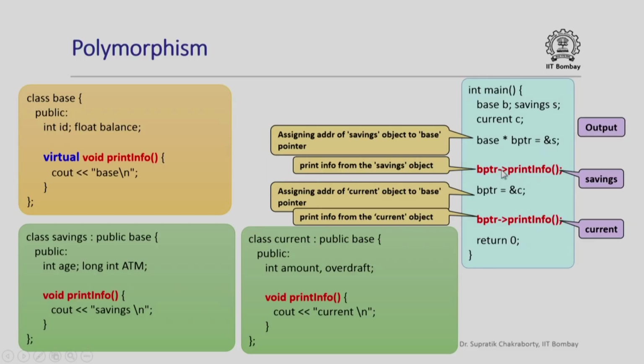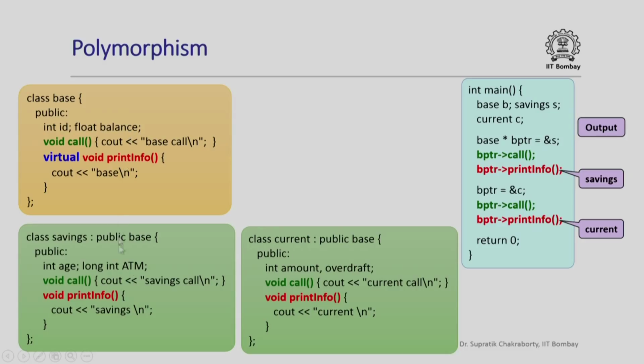So you see that this BPTR arrow printinfo behaves in one way here and behaves in the other way here, and this is basically saying that this function printinfo is polymorphic. It can take one of two different forms depending on what BPTR is really pointing to, and this is going to be determined at runtime when the program is executing. And how do we specify this when we are writing the program? By saying that the printinfo function in the base class is virtual.